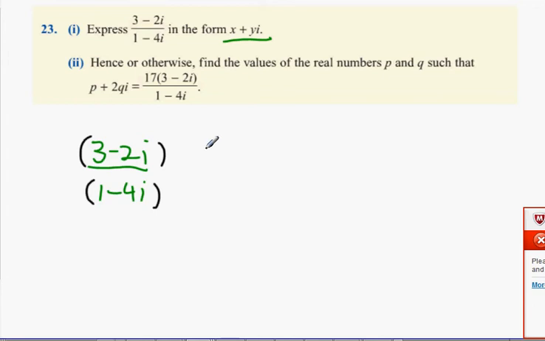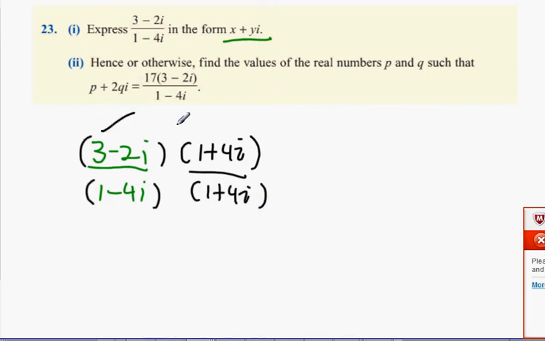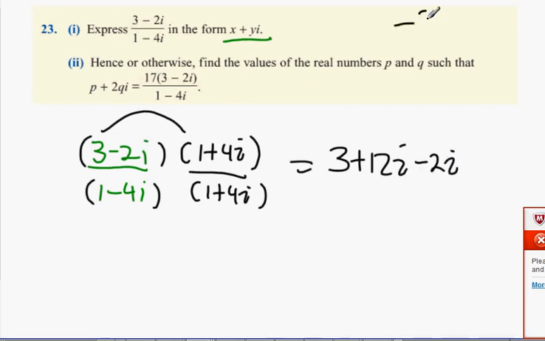You multiply by what's called the conjugate. The conjugate is, you look at the denominator and you change the sign: 1 plus 4i, top and bottom. Now that that's done, 3 times 1 is 3, 3 times 4i is 12i, minus 2i times 1 is minus 2i, minus 2i times 4i is minus 8i squared. 8i squared is minus 8 times minus 1, which gives me plus 8.